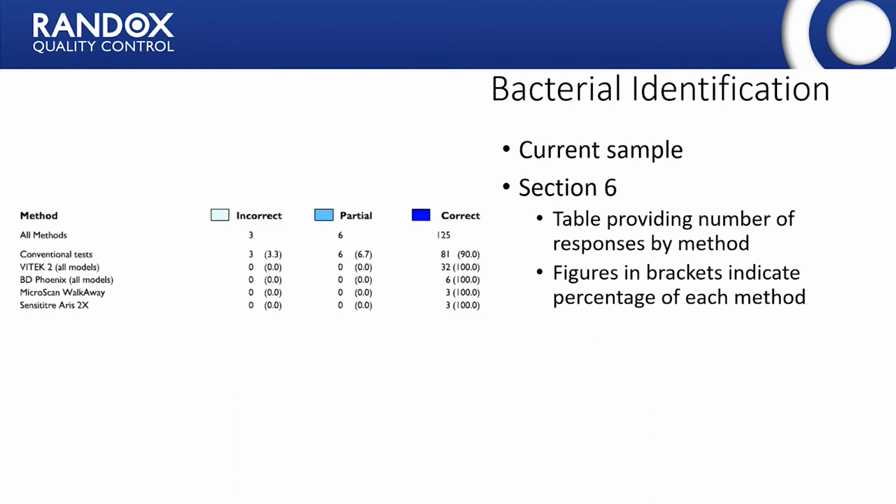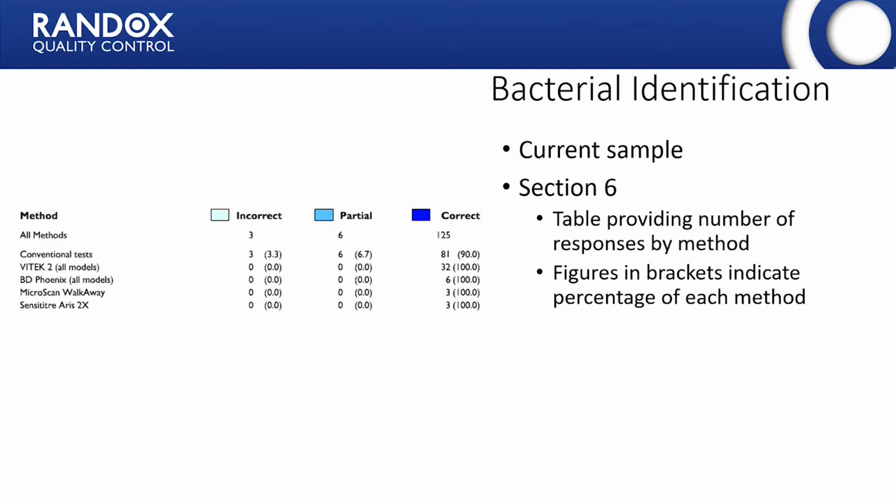Okay, and the last section on the first page is really the same information again, but it's broken down into numerical and percentages. As you can see, the percentages are going across the row, for each of the individual methods. So here we can see for the conventional tests, we had 81 correct responses, making 90%, 6.7% for partial, and 3.3% for incorrect evaluations.